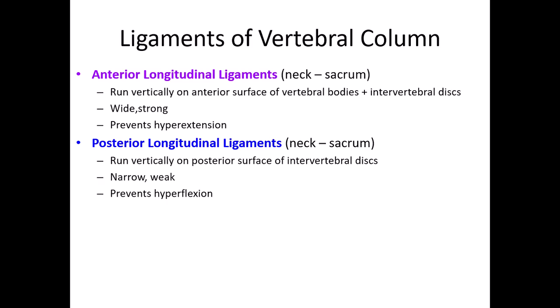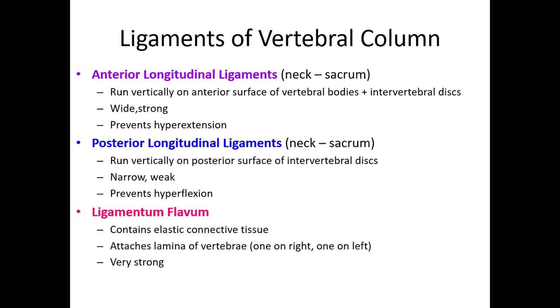And so the posterior longitudinal ligament is not nearly as strong or as wide. Its width is partly restricted and limited by the fact that it is inside the vertebral canal, but it really doesn't need to be quite as strong to prevent hyperflexion, as we wanted that anterior longitudinal ligament to prevent the much more painful and unnatural hyperextension.